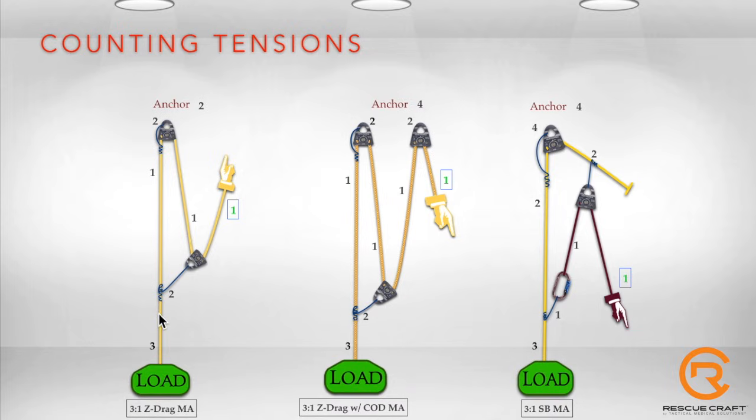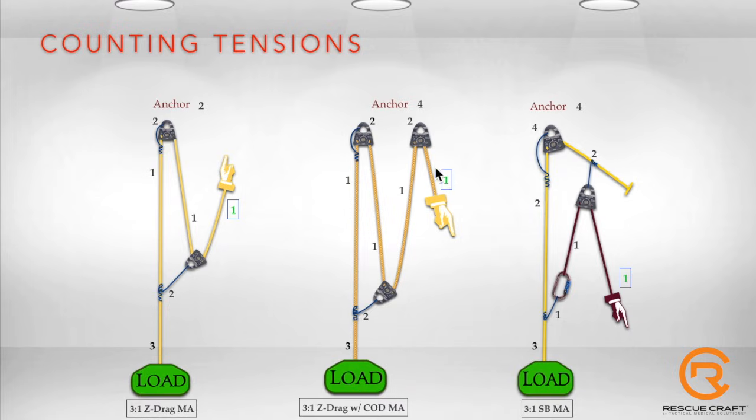So we have 3 tensions from this point of the rope. We have 1 tension in here, we have 2 tensions here. When these meet, we have 3 tensions that go to our load, telling us that we have a 3 to 1, and this is a Z-drag configuration. So continuing with that, we basically put the change of direction in over here. So let's figure this one out.